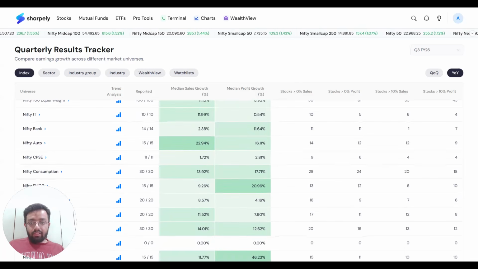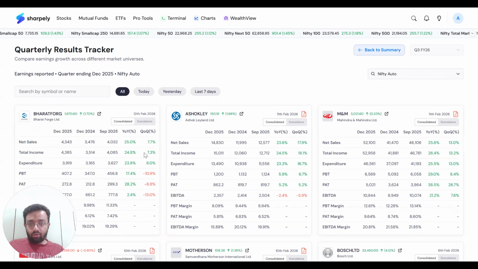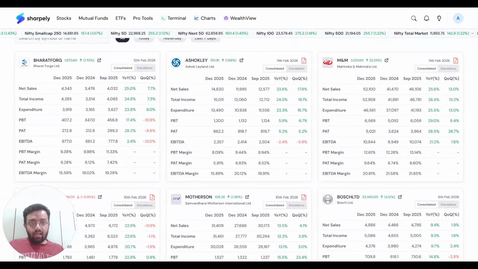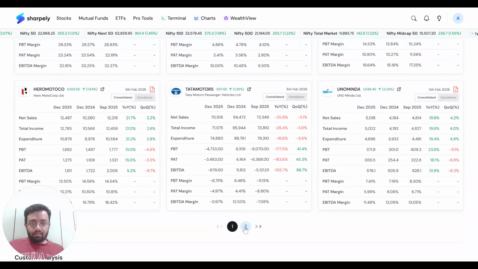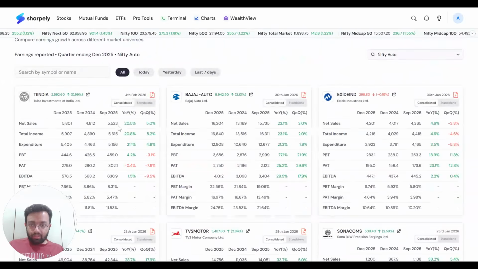And if you want to analyze the stocks in detail, for example, there are 15 stocks in Nifty Auto, and solid top line growth is there. If you want to analyze the stocks of Nifty Auto, you just click on Nifty Auto, and then you have this card view of all 15 stocks. So 9 here, and the rest will be available here. And then you can look at these names one by one as well.